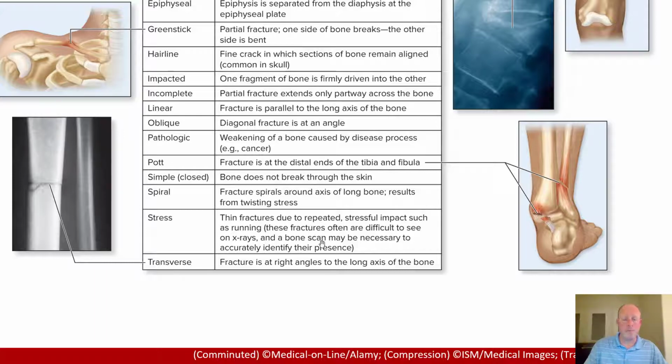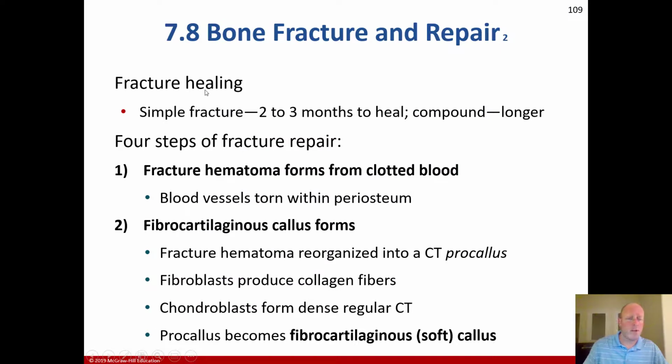These fractures are often very difficult to see on x-rays, and a bone scan may be necessary to accurately identify their presence. Transverse fracture is at right angles to the long axis of the bone. Fracture healing: simple fractures take two to three months to heal. Compounds can be much longer. In reality, healing doesn't mean it can be without pain or some dysfunction. We don't want to confuse healing with normal function. The time to normal function can often double relative to the time for healing. Okay, doesn't mean it will, but it can.